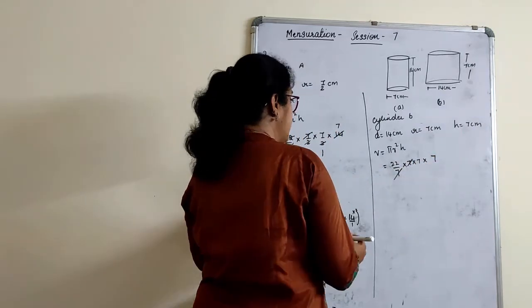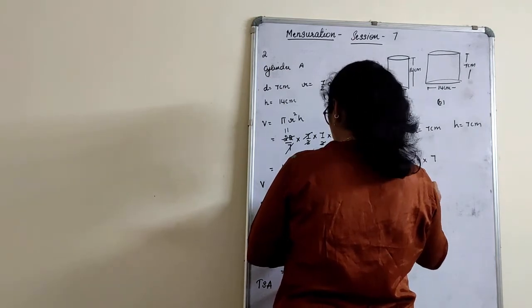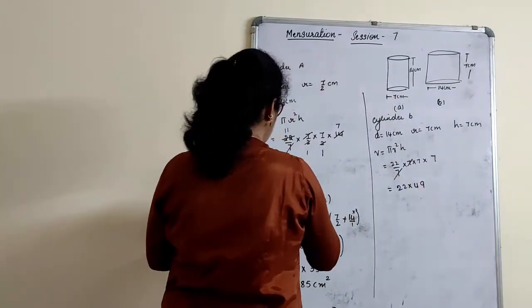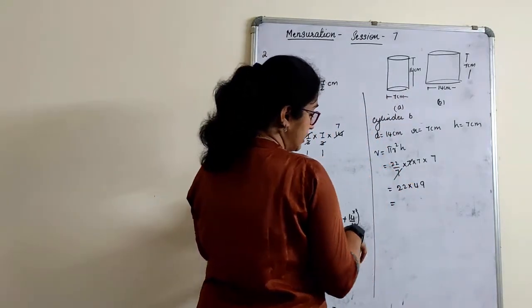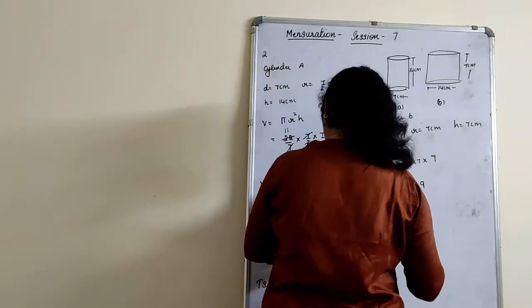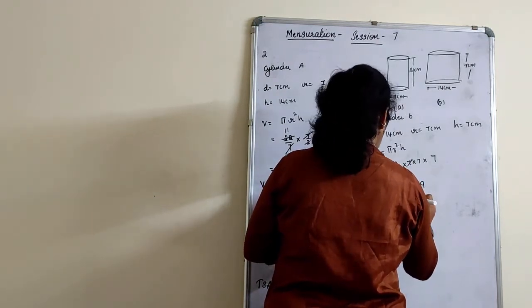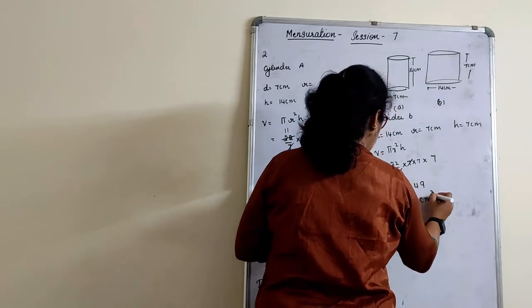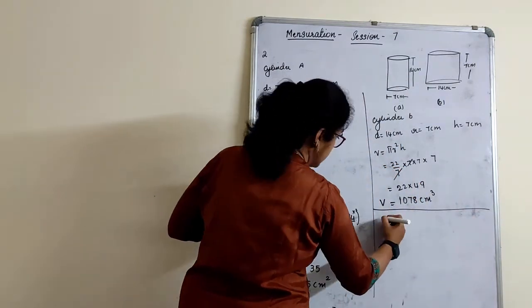7 and 7 will get cancelled. So, you have here 22 into 49. Here it was 11 into 49. So 49 into 20 you can do, then 49 into 2 later. You will get the answer 1078 centimeter cube volume. Last is TSA.